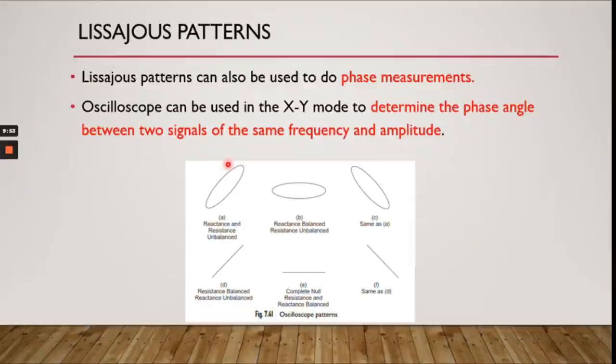Okay, so another benefit of having Lissajous patterns is it can be used to do phase measurement. The oscilloscope can be set in the XY mode to determine the phase angle between two signals of the same frequency and amplitude. Okay, so this is the shape that you are going to see depending on the phase difference between the two signals or the two inputs.